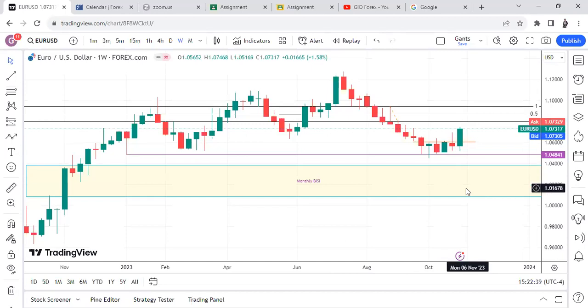That's what I'm looking for. So I'm looking at this level right here. So that's my level for the new week. So we are bullish on Euro USD.